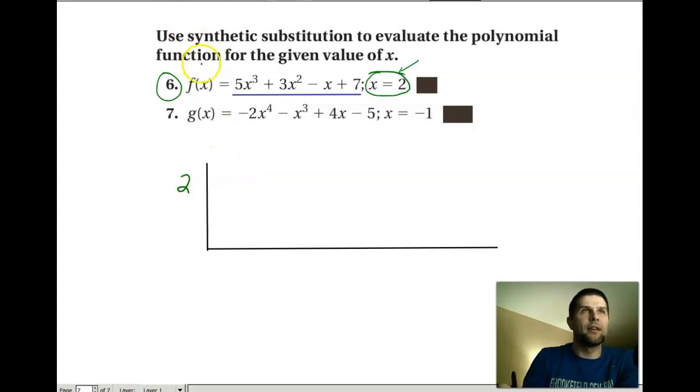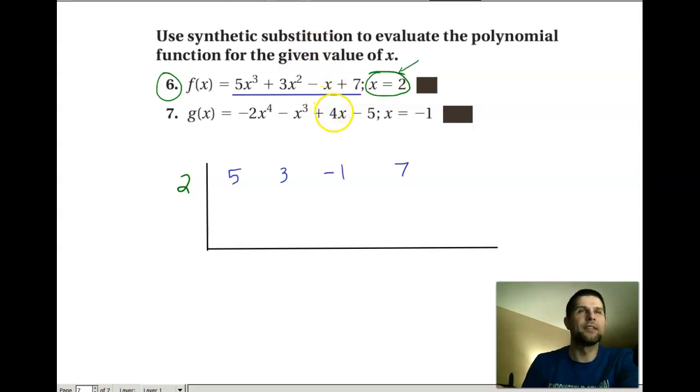So I'm going to write this as 5, 3, -1, and 7. It's important to realize here that if you have a term that's not represented, like in number 7 where the x squared is not represented, you still have to represent that coefficient in the problem. So for number 7, you can see the x squared is not in that problem. You're still going to have to put in a 0 for x squared when you do this process.